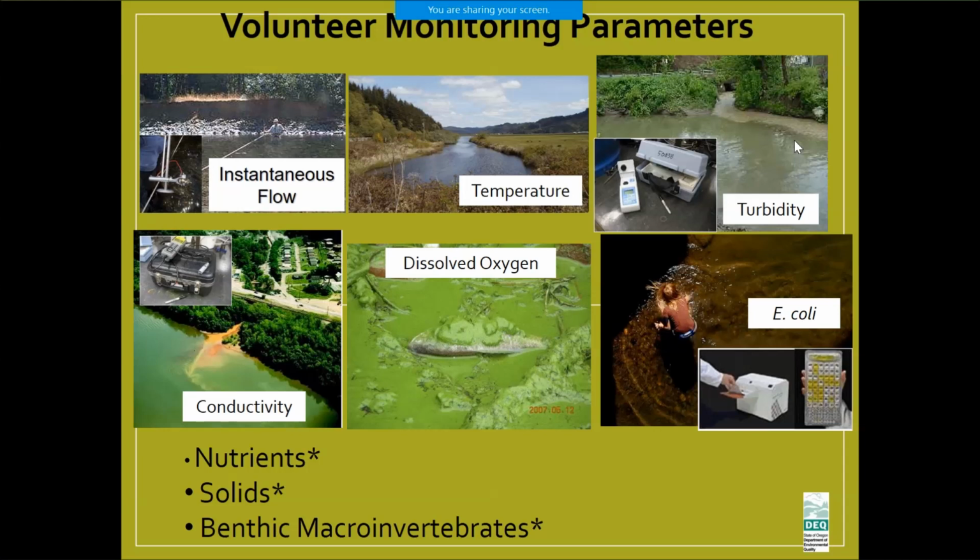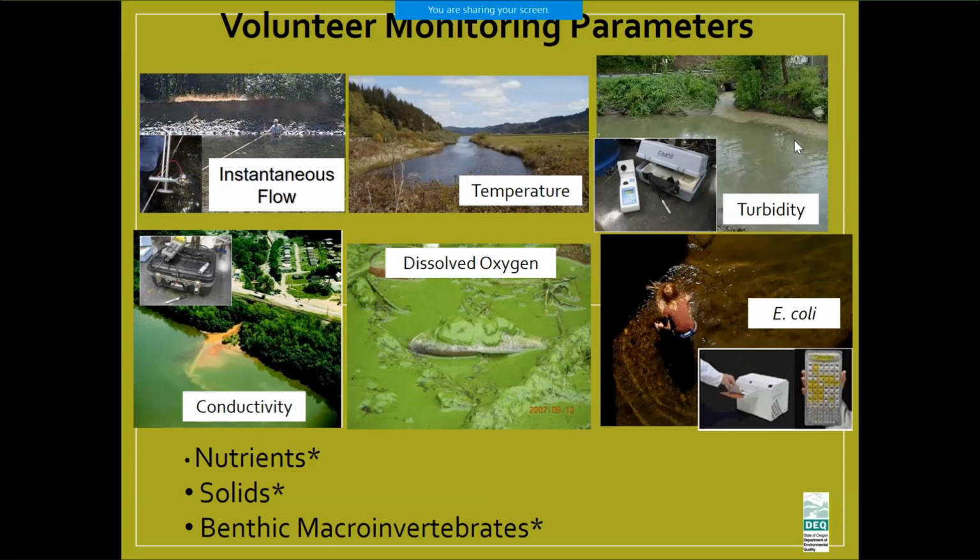There are a few very standard parameters that the Volunteer Monitoring Program has assisted with over the years. And we have equipment and supplies and provide trainings for all of these basic monitoring parameters: instantaneous flow, continuous and instantaneous temperature, turbidities, conductivities, dissolved oxygen. We're starting to develop a good familiarity with continuous dissolved oxygen monitoring. So if you have questions about that, that's something that we are developing more quality assurance procedures for. Now, also bacteria, utilizing the IDEXX E. coli system.